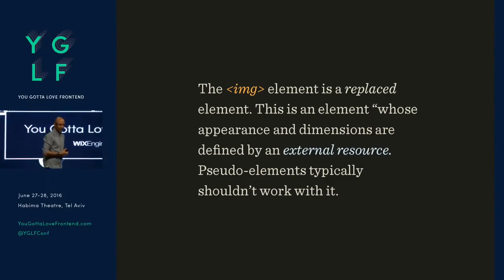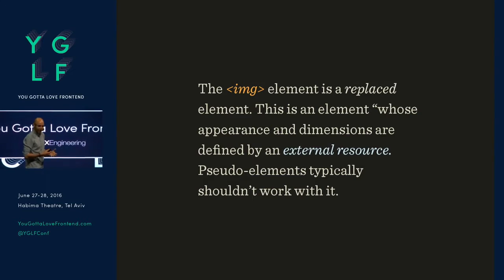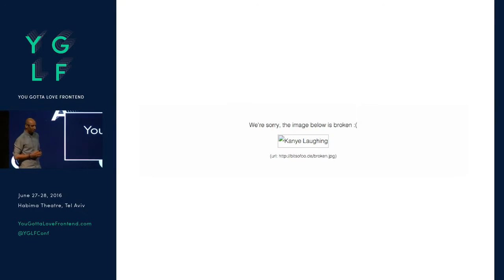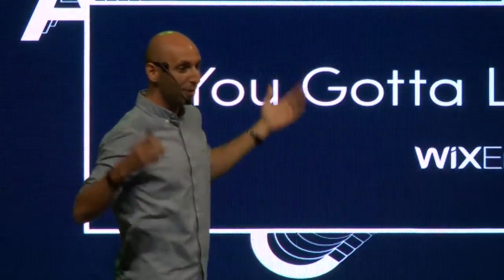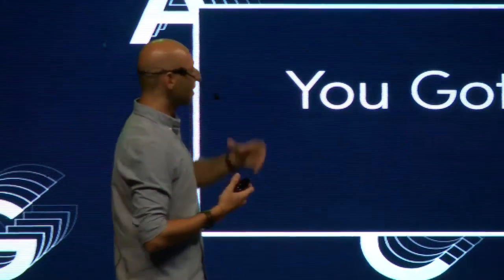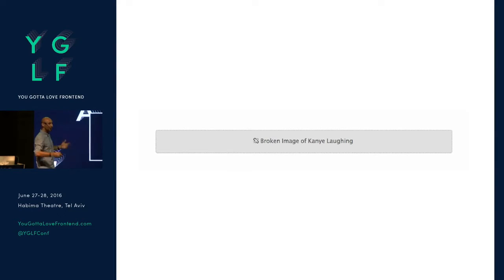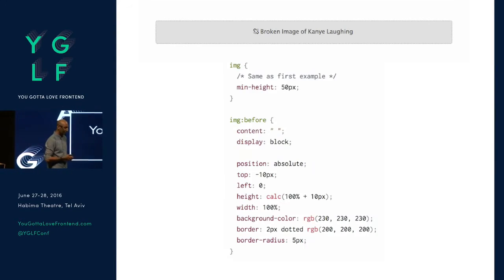Well, as it appears, the image element is a replaced element. This is an element whose appearance and dimensions are defined by an external resource. So pseudo-elements typically shouldn't work with it unless the image is broken. If the image is broken, you can totally apply before and after pseudo-elements in order to make it work. So you can add some text before or after it, or you can style the entire thing, you can add some background to it, you can add icons to it, and so on and so forth, just by adding before and after on image, and it's going to be applied only if the image is broken.